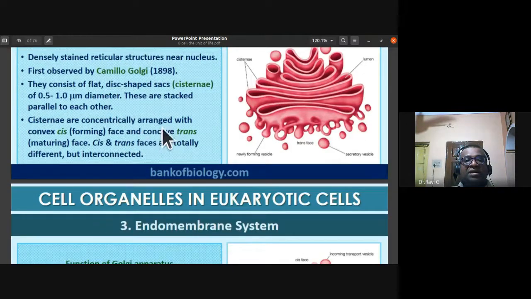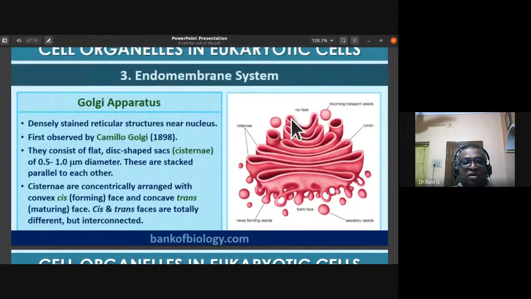The cisternae are concentrically arranged, with a convex cis face and a concave trans face. If they are convex, we call it the cis face, and at the other end, where they have a concave face, we call it the trans face. The maturing face is the trans face.